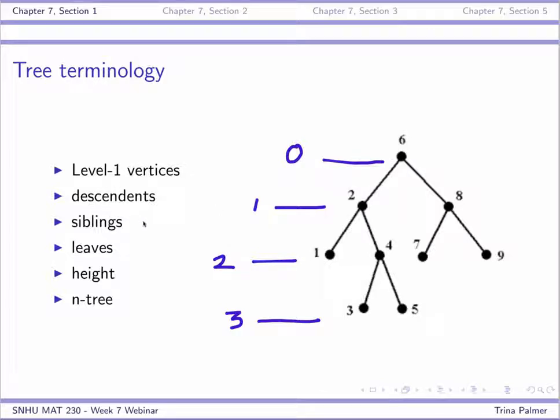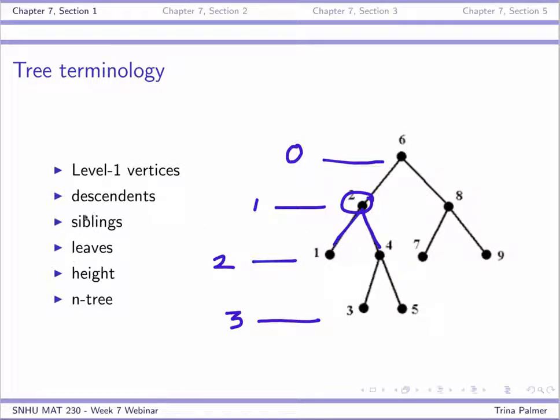Descendants, just think about it like a family tree. They're the ones that descend from that. So the descendants of vertex 2 would be all the ones attached below it. So 1, 4, 3, and 5 are all descendants. Siblings are, again, what you think of. If 2 is a parent, the siblings would be 1 and 4. So a sibling is someone who comes from the same parent.